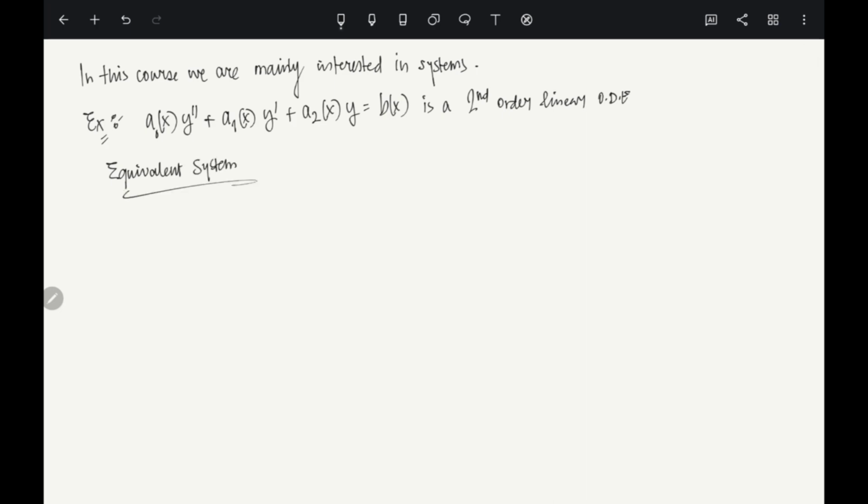How do I write it? You define z of x to be y prime of x. If you do that, then our equation will give us, assuming a naught of x is not 0 for all x, z prime of x equals b of x minus a1 of x z of x minus a2 of x times y of x.